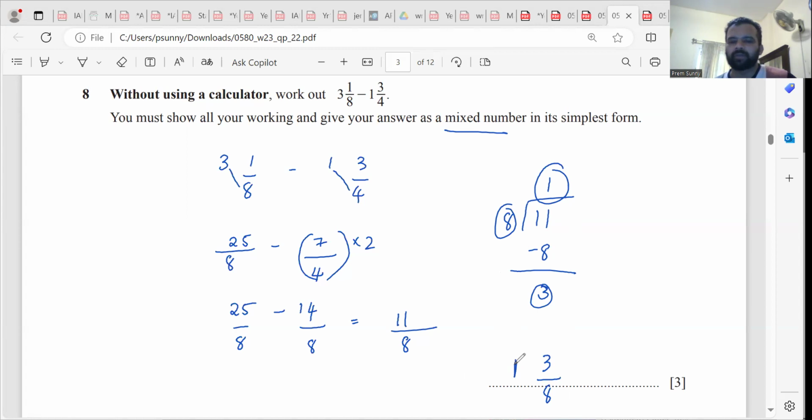A mixed number will always have an integer part and a fractional part. Integer part will be your quotient. Fractional part will be the remainder divided by the divisor. This is called dividend if you don't know the names. Now 1 and 3 by 8 is the final answer.